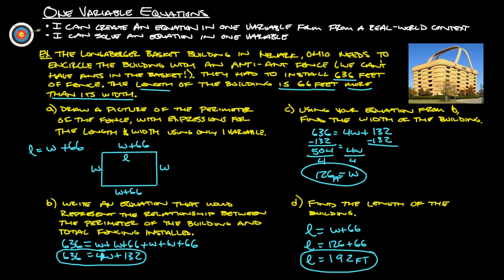So the dimensions of this fence are going to end up being 126 feet, and then these here are 192 feet. That's all we have for notes for the one variable equations.